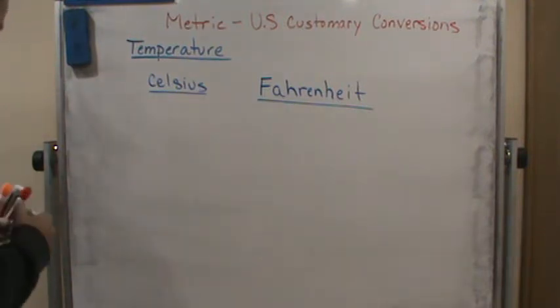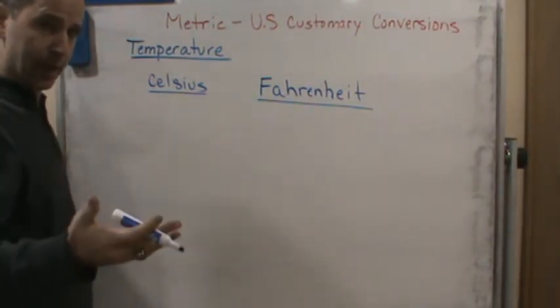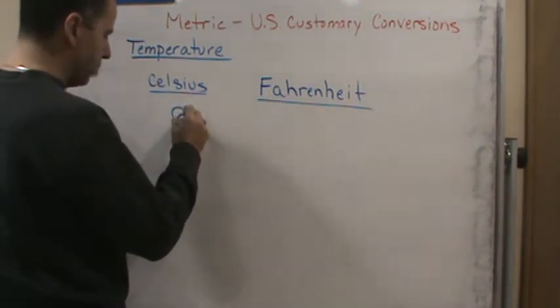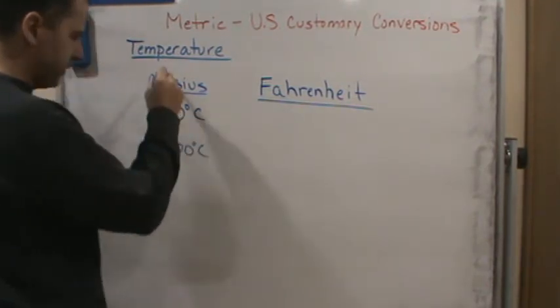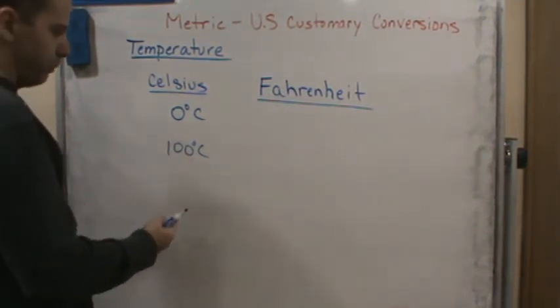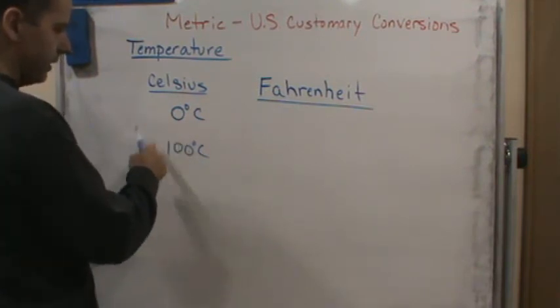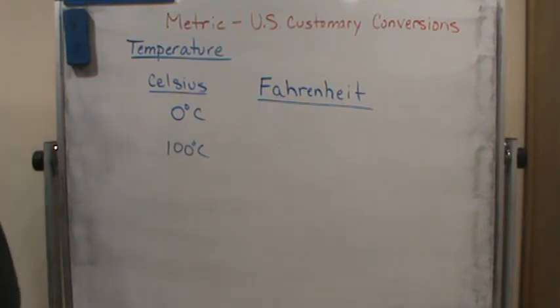We know the freezing point of water. At normal standard temperature and pressure, water freezes at 0 degrees Celsius and boils at 100 degrees Celsius. So the Celsius system is much easier because it's based on the boiling point and freezing point of water. 0 degrees Celsius is the freezing point and 100 degrees Celsius is the boiling point.